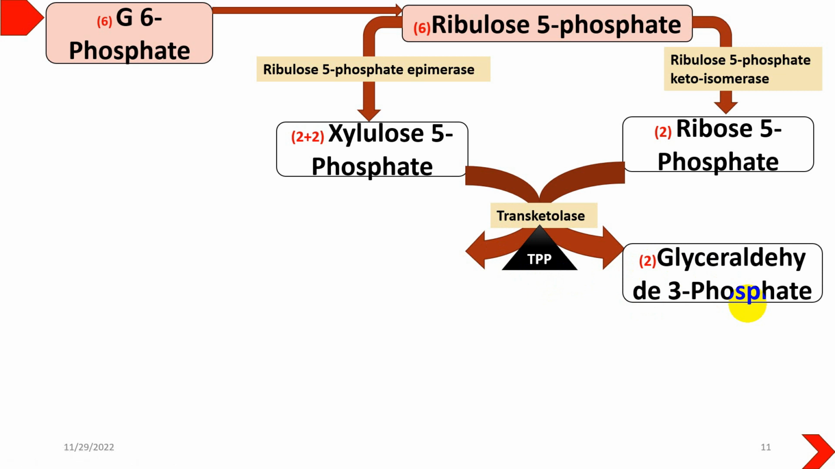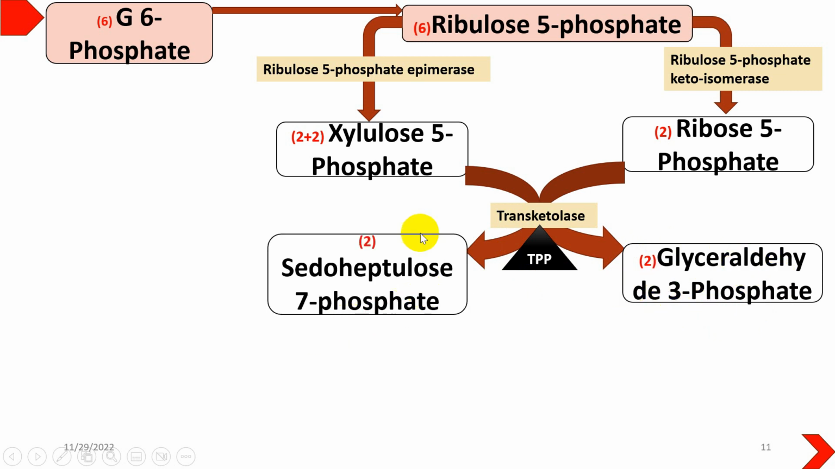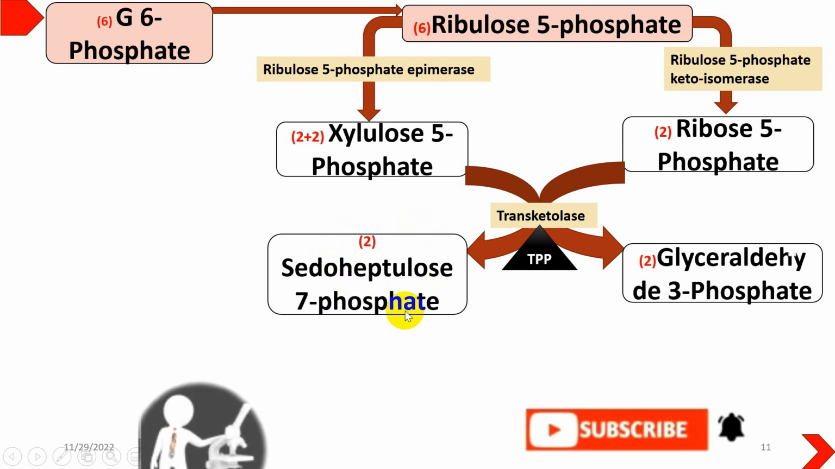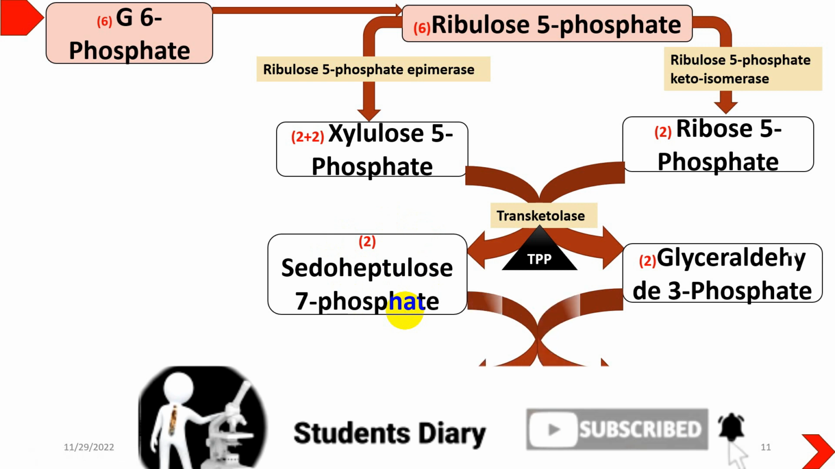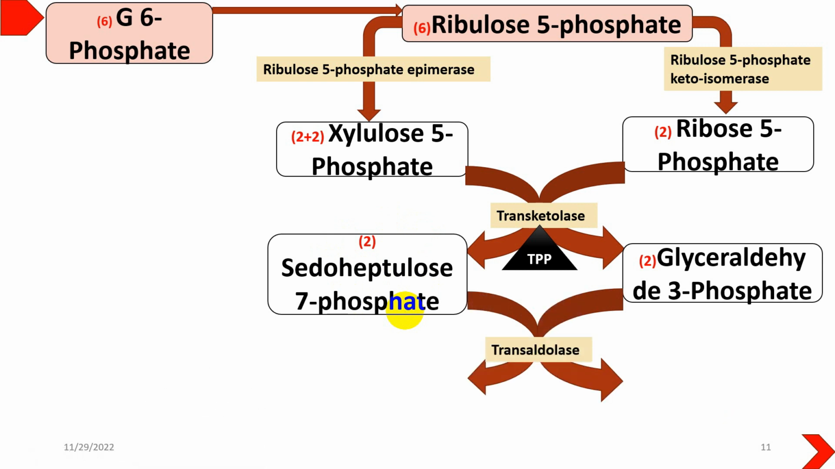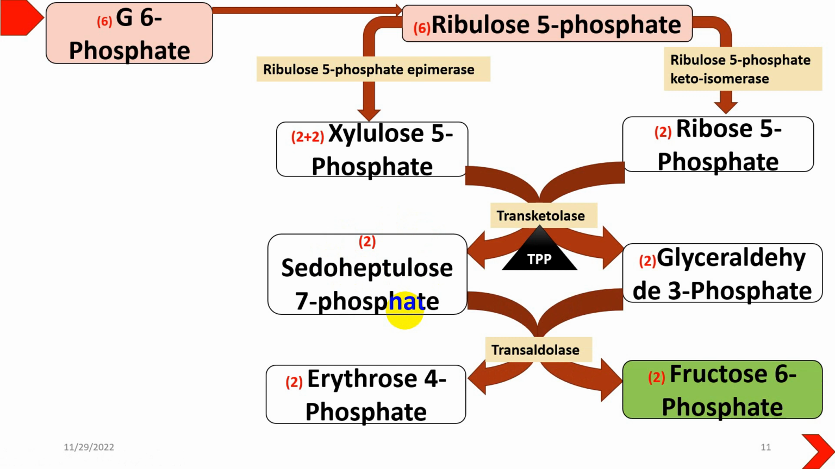You will be familiar with this molecule. It is a 3 carbon molecule, so it will give you these 3 carbon molecules, while on the other hand it will give you 2 seven-carbon molecules, which is sedoheptulose 7-phosphate. Again, interconversion between these two will take place, and this time the enzyme transaldolase is involved, and it will give you 2 erythrose 4-phosphate molecules, and this erythrose, you know, is a 4 carbon molecule, while on the other hand it will give you fructose 6-phosphate. This time it will give you 2 molecules of fructose 6-phosphate.